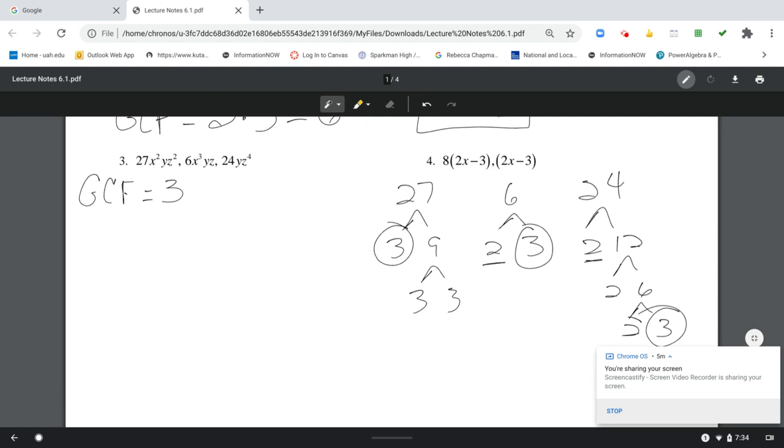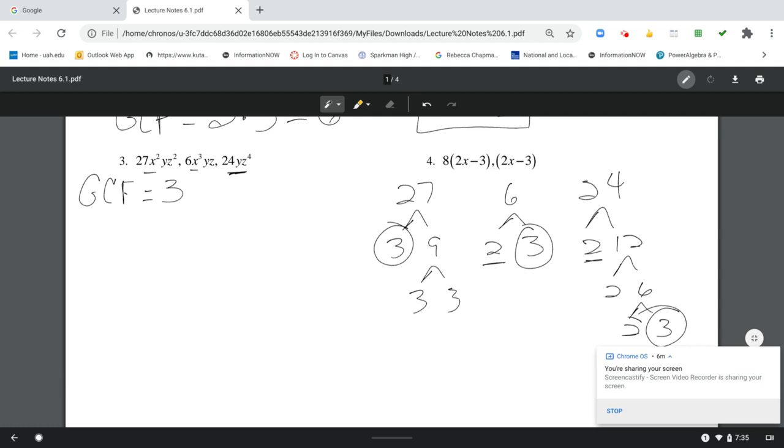All of those numbers need to be included for 27, 6, or 24, or you can't keep that answer. So right now, as far as those three numbers, 3 is the largest common factor. Now, when I look across, I see an X here, but I do not see an X here. So since the last term, the 24yz to the fourth, does not have an X, they do not all have an X in common. So I do not put down an X at all.